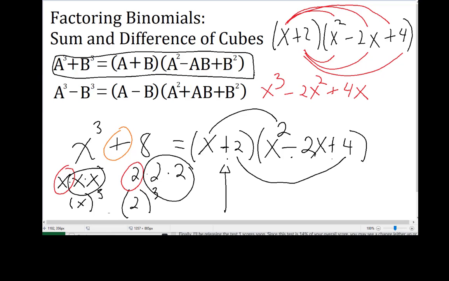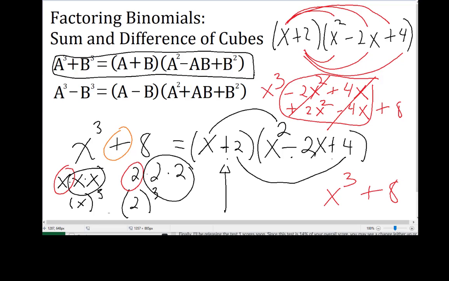Now I'm going to come back with the 2. Positive 2 times x squared is plus 2x squared. And I'm just going to line them up underneath here. Positive 2 times a negative 2x is negative 4x. And then a positive 2 times a positive 4 is a plus 8. And you'll notice, because we put that minus 2x in there, that all that cancels to 0. And so I'm left with x cubed plus 8. So if you put the opposite sign of whatever's in here, and each of those multiplied, it will cause everything to 0 out except for your x cubed plus 8.